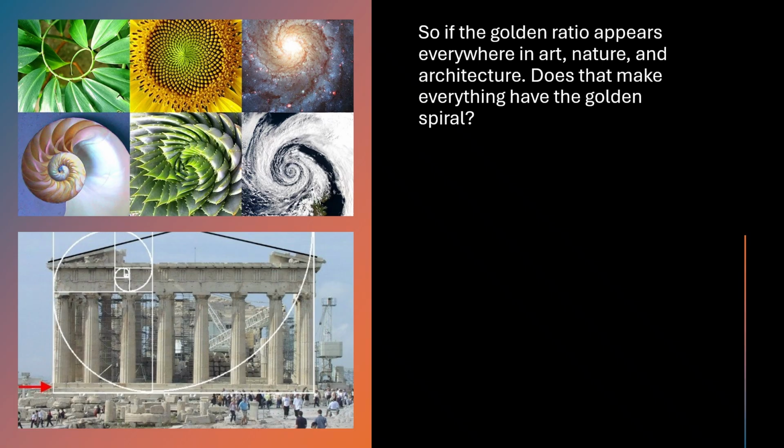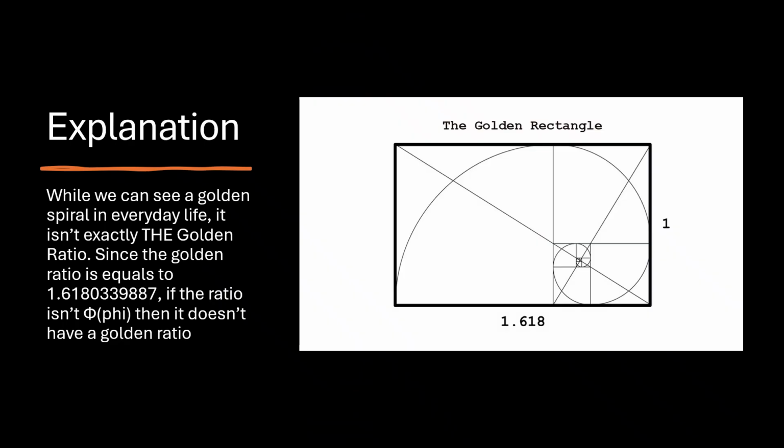So, if the golden ratio appears everywhere in nature or in architecture, does that mean everything has a golden spiral? For example, this vine, sunflower, galaxy, shell, this plant, this hurricane, and this Roman building. Short answer, not exactly. Here's the explanation. While we can see the golden ratio in everyday life, it isn't exactly the golden spiral.